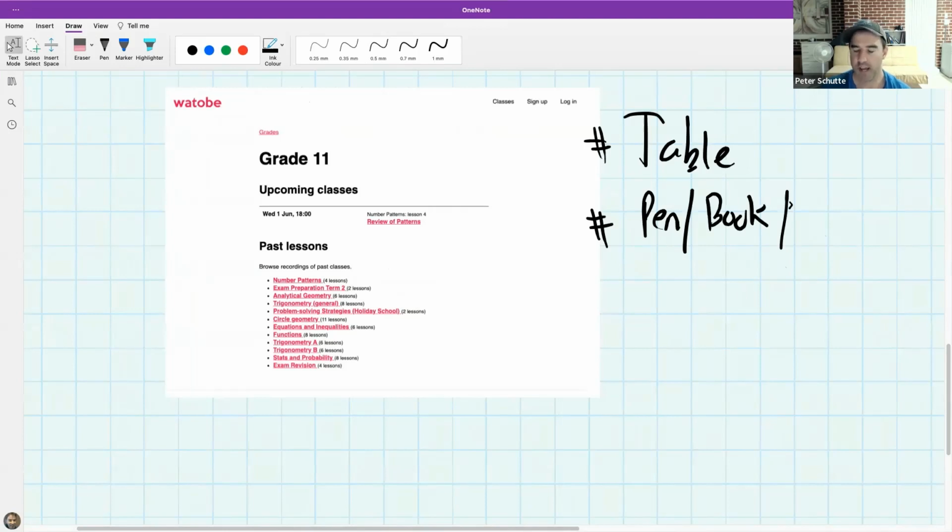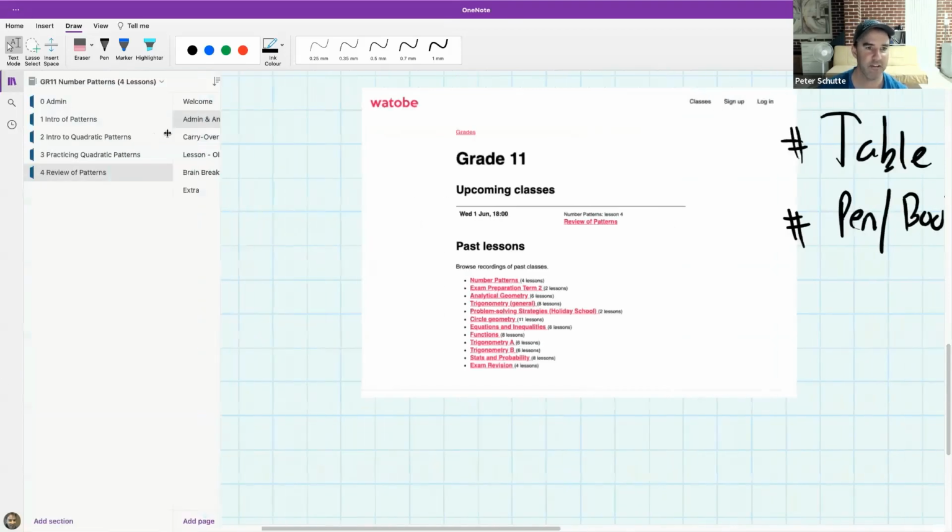So whenever you sit down to work with Watobe, always make sure your learning environment is prepped, right? So you have a table, you have a book, you have a pen. We don't want you to be sitting and just watching. We want you to be actively participating. We know that you will learn better if you do that. So please make sure you sort it like that.